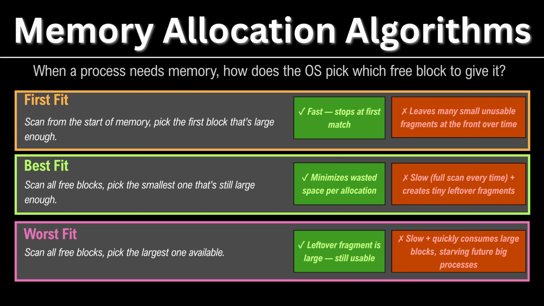Third is worst fit, which takes the opposite approach. It picks the largest available block. The logic is that the leftover fragment will be large enough to still be usable. In practice, this just exhausts large blocks quickly, starving future processes that need contiguous space. In practice, first fit wins. It's fast and performs comparably to best fit on real workloads without extra overhead.